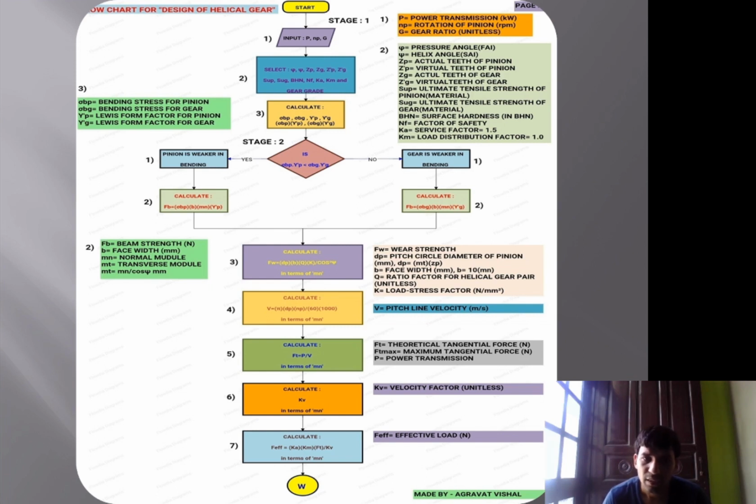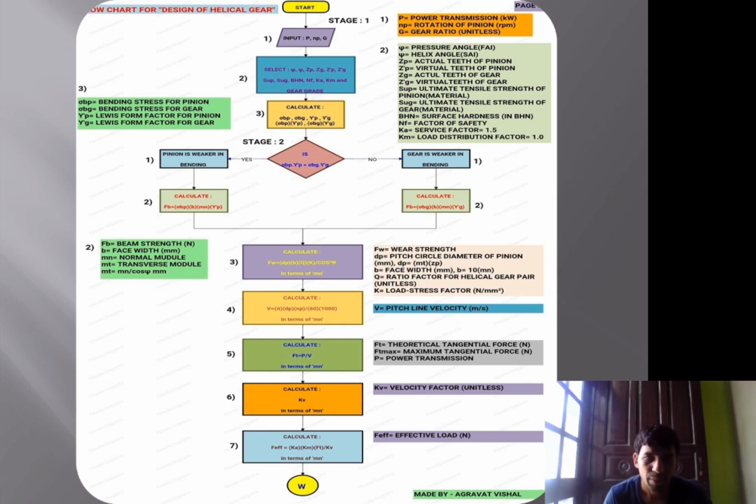Next is the calculation of the pitch line velocity, that is V. So V is equal to pi D N upon 60. We have to calculate the pitch line velocity for the weaker section. If the pinion is weaker, then we find pi DP NP divided by 60, and multiplied by 1000 for finding the value in meters per second.